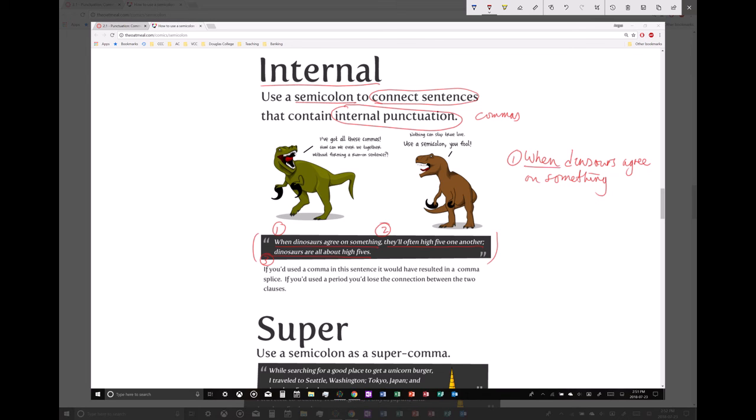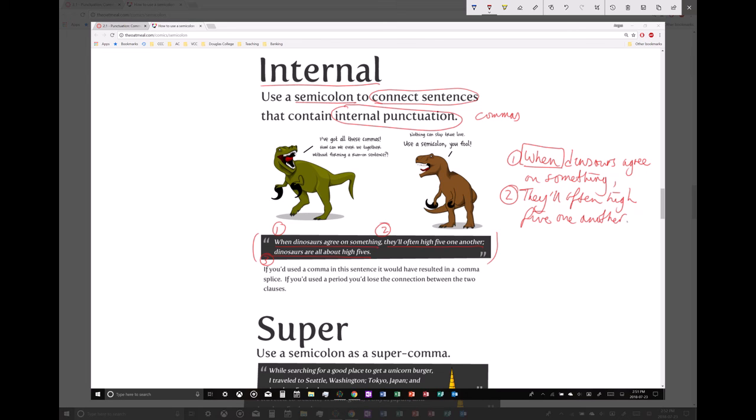That's because the first word of this clause has the word "when" in it. That cannot be a sentence by itself. It's a prepositional phrase. You need something else. You need the subject. In this case, the second clause provides the subject. They, in this case the dinosaurs, will often high five one another.